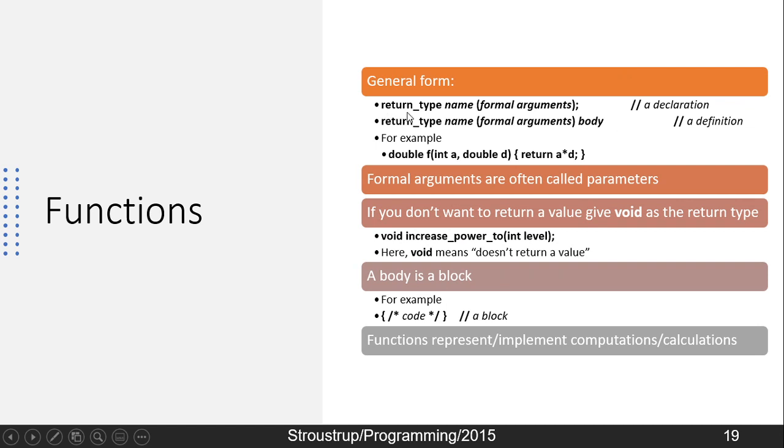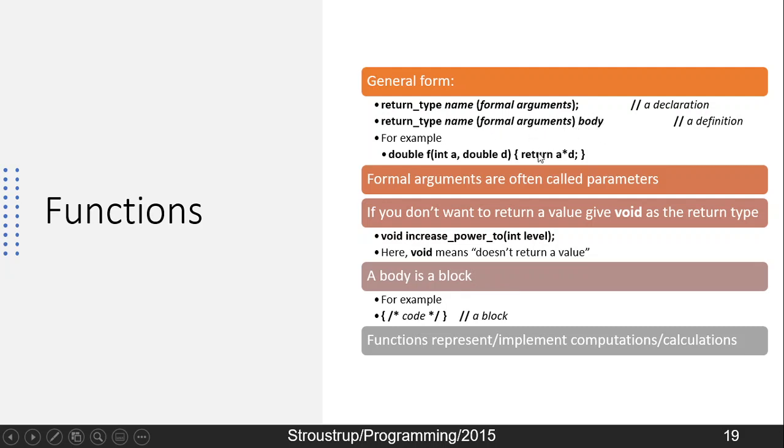We specify the return type, we specify a name, and then we specify arguments, inputs to the function. This is the declaration of a function. We end the declaration with a semicolon. And if we want to define a function, we repeat the same return type, name, and input arguments, and then we provide a body of the function.